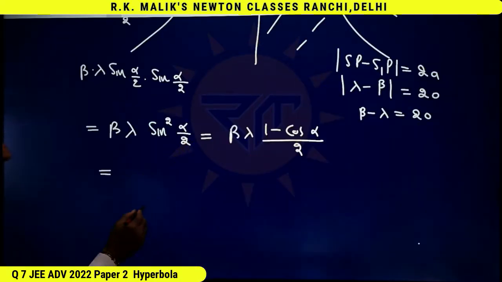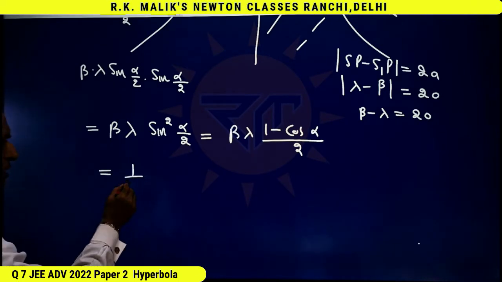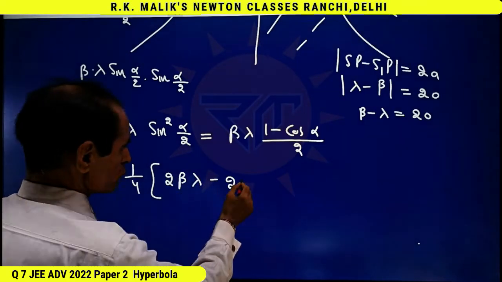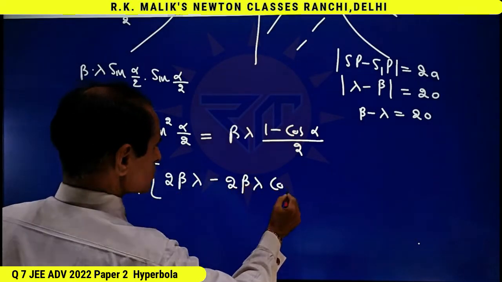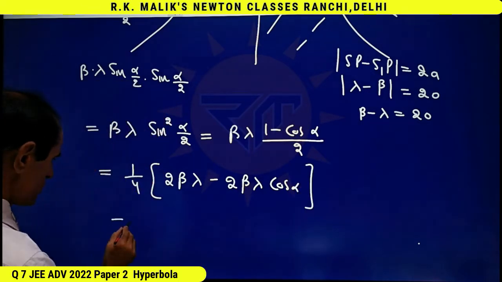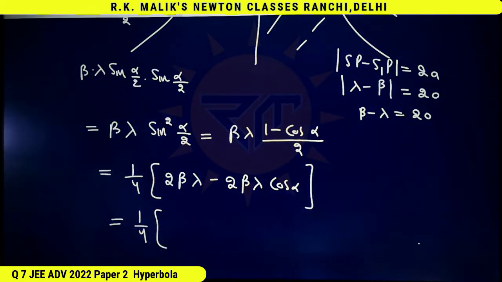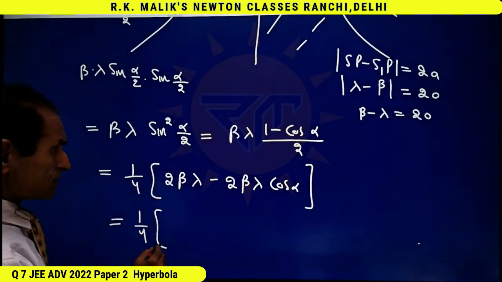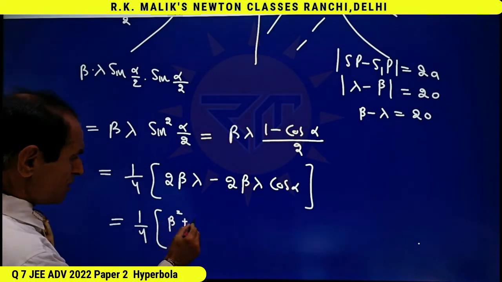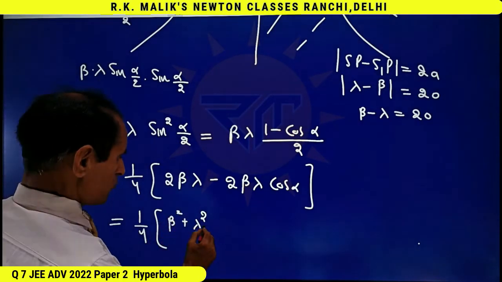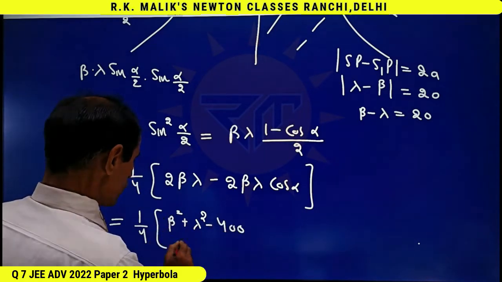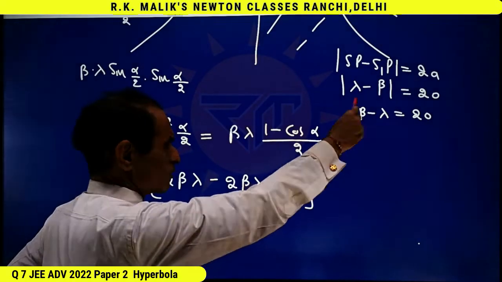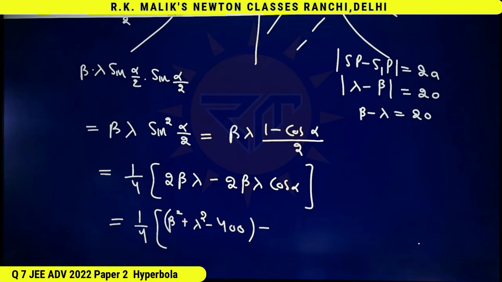And now it is clear that I can write it as 1 by 4 into 2 beta lambda minus 2 beta lambda cos alpha, that is 1 by 4. Further note what I am going to do. 2 beta lambda can be written as beta square plus lambda square minus 400. By squaring both sides and taking 2 beta lambda on the right hand side, I have got this result.